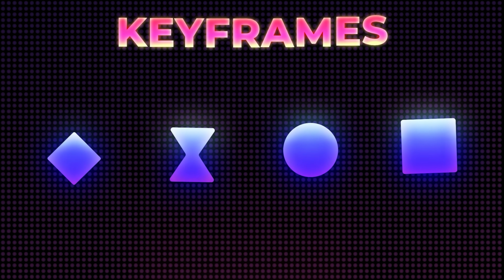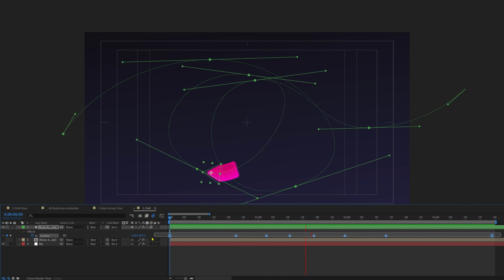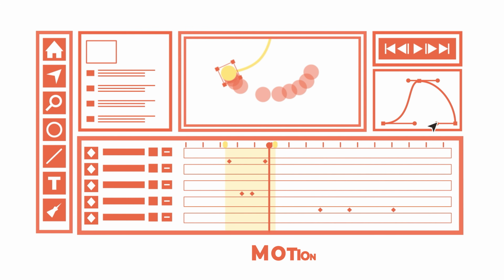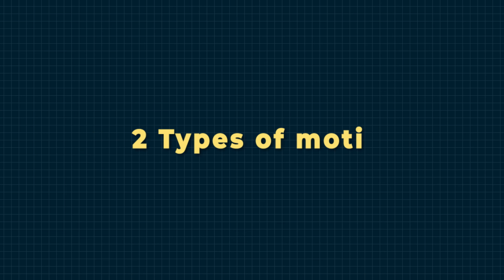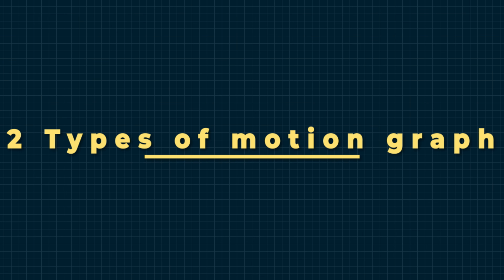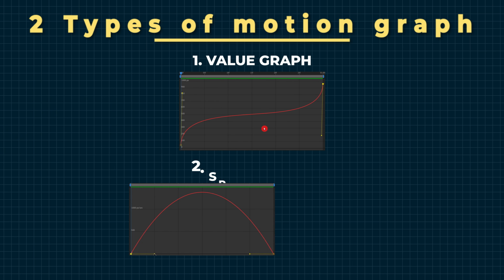So till now we have learned how to add keyframes in After Effects and how to create smooth motions using the eases and the other type of keyframes in After Effects. But to unlock the full potential in After Effects, you have to master the motion graph editor. So there are two different types of motion graph editor in After Effects, the value graph and the speed graph.